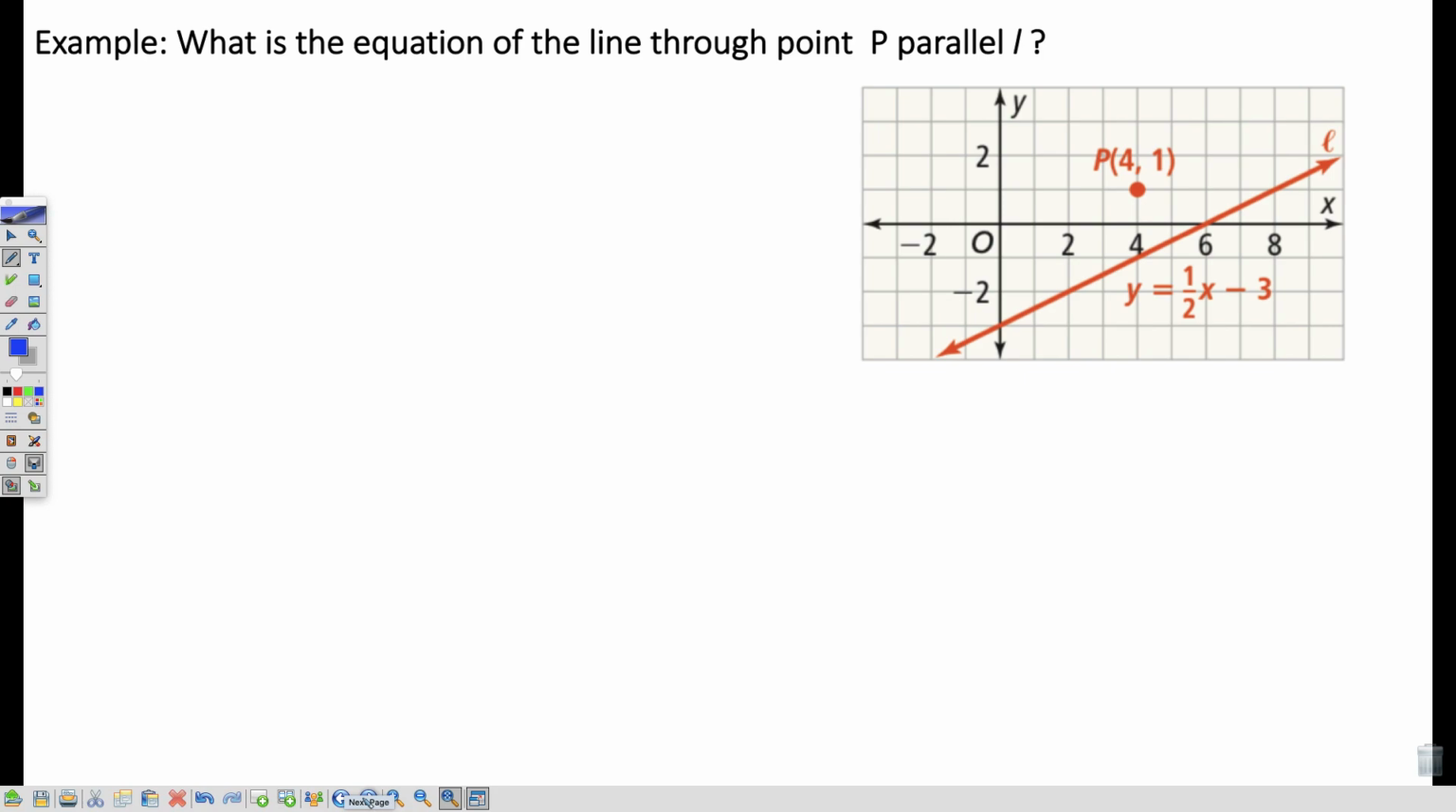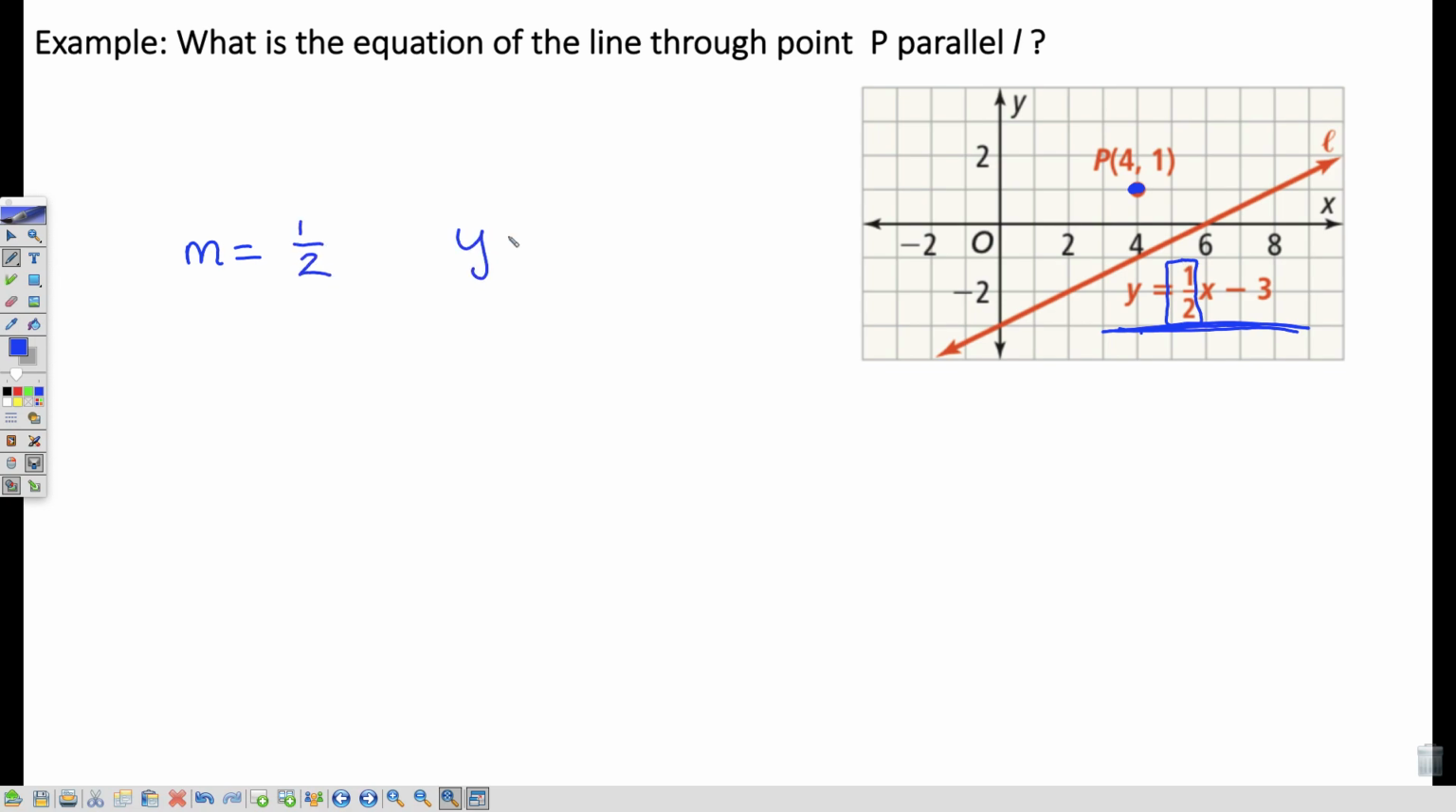It says, write the equation of a line that goes through point P and is parallel to L. I couldn't get the right L on Word. So I need to have it go through this point, and parallel to this. Okay, so if they're parallel, they have the same what? Slope. So I know m has to be what? What is the slope on this equation? 1/2. The slope is right here, isn't it? Okay, so m is 1/2.